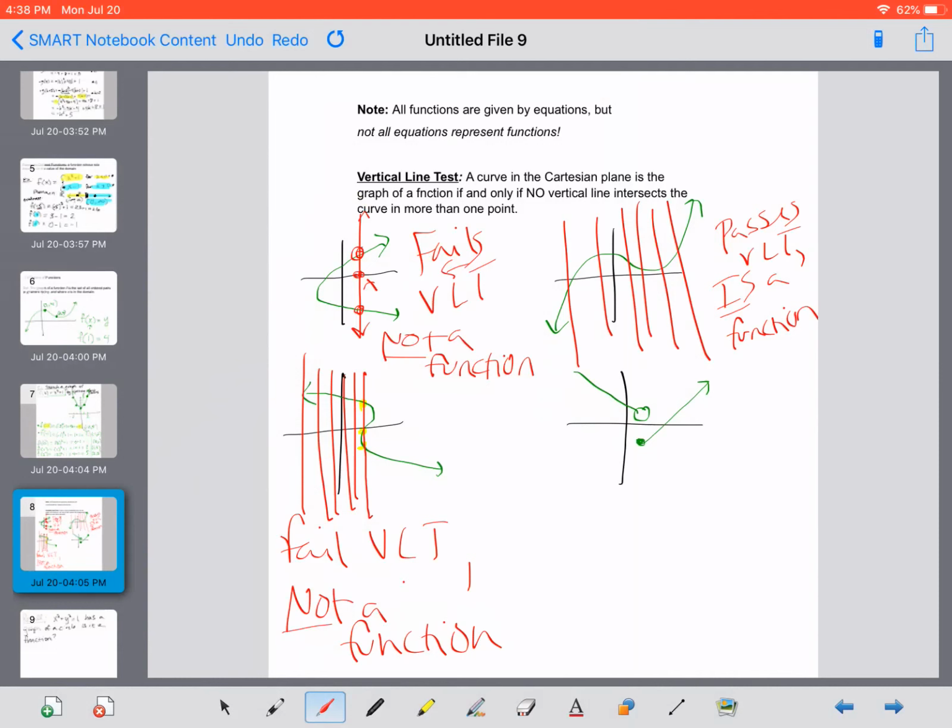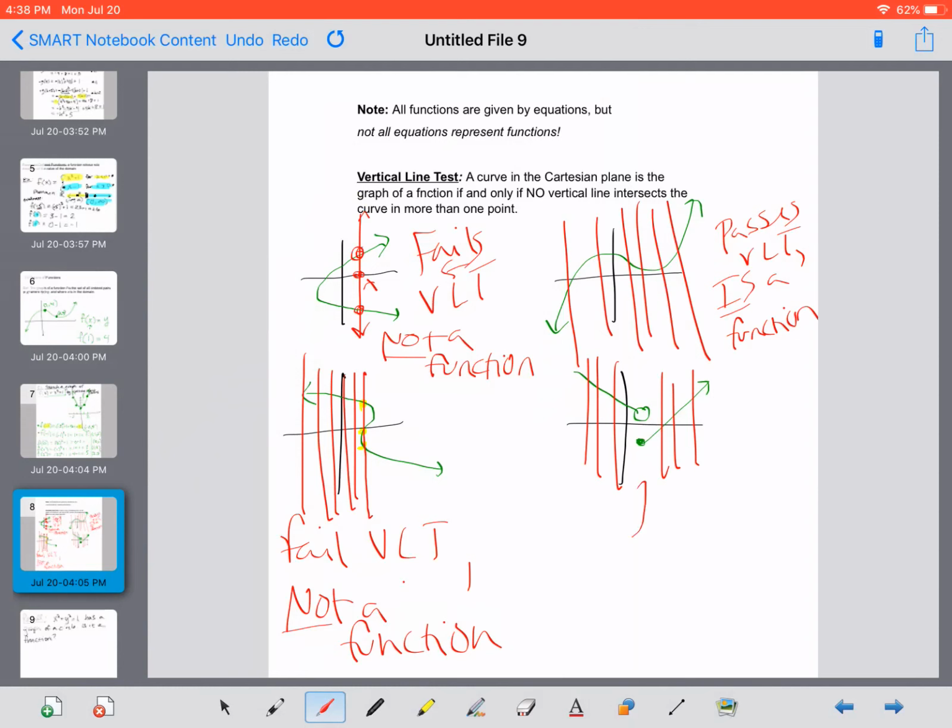Right? And finally, this last graph here, this looks like a graph of a piecewise function that we were talking about before, because it gives you a particular graph for a little while and then it changes to a different graph. So if we imagine drawing a whole bunch of red lines through here, it doesn't seem to intersect the graph in more than one spot.